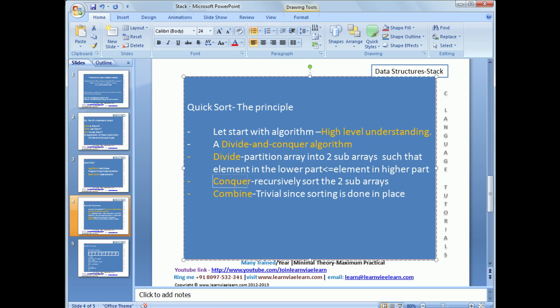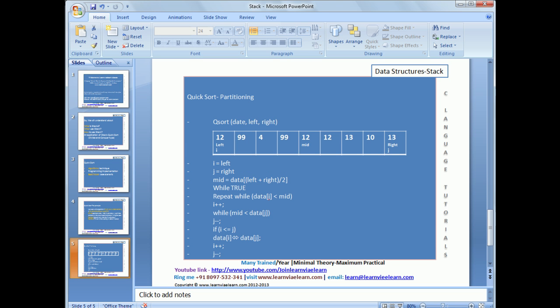There is one more thing here, which is called conquer. Conquer here means we call the function recursively. Let me take an example. Here is a very good example I have taken. For example, this is an array of 8 elements. First of all we will take a function, and then we will pass three parameters over here.